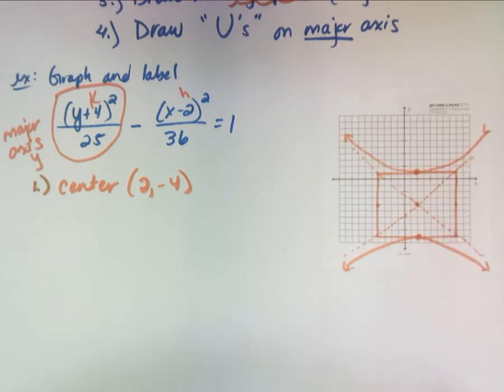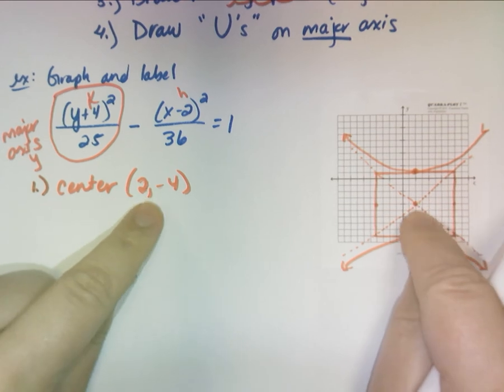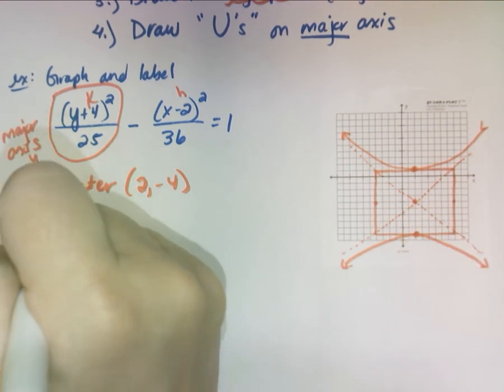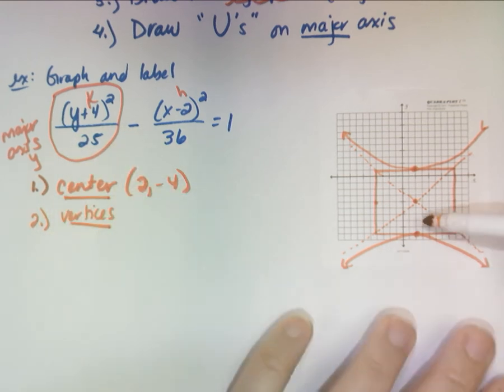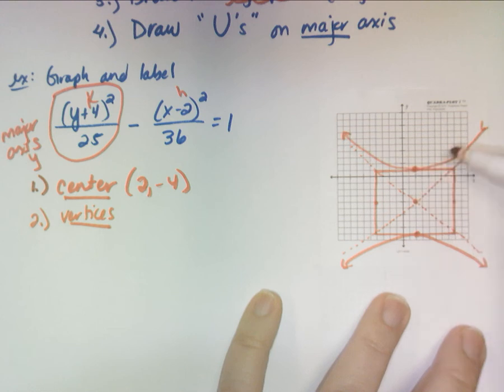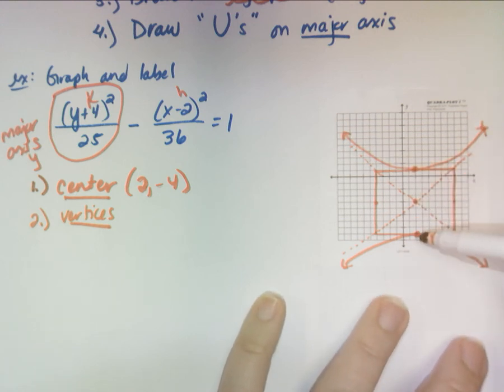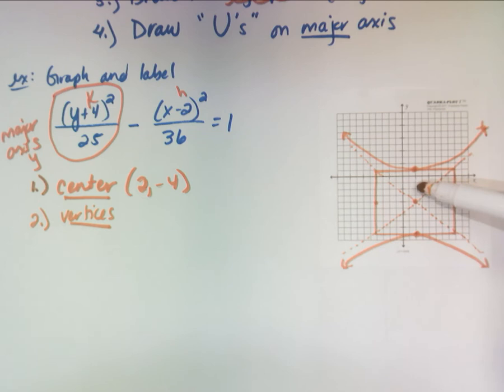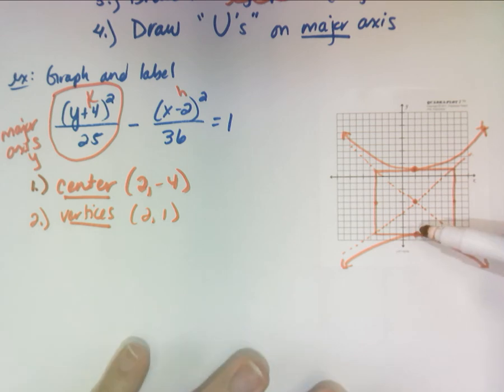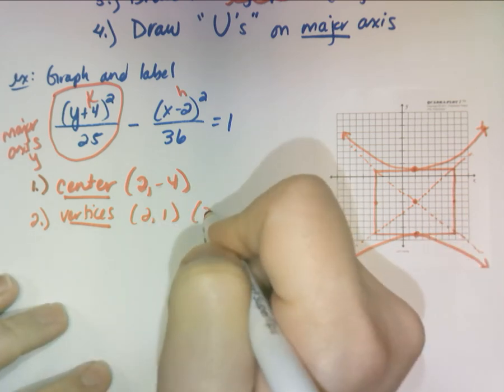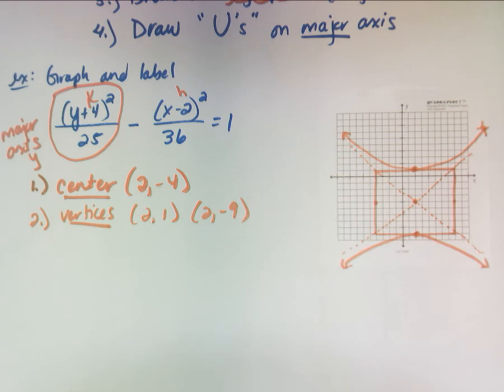Now, let's label all the parts. We got our center, (2, -4). We need to label our 2 vertices. Your 2 vertices are where the hyperbolas touch at that point right there and right there. So this is the point (2, 1). And this one is the point (2, -9). I believe it's -9.